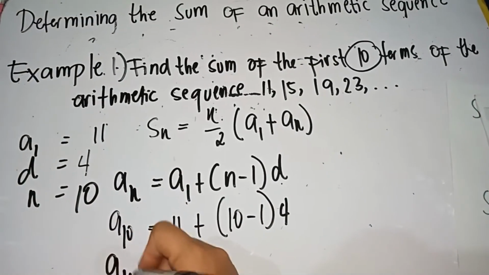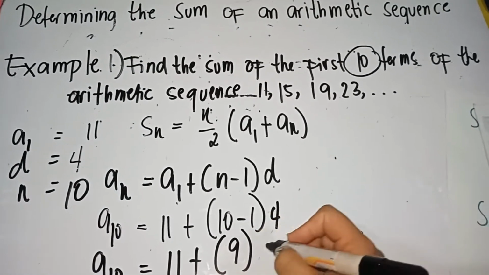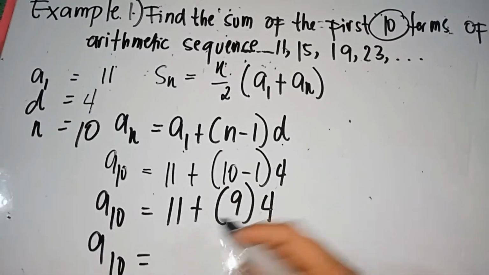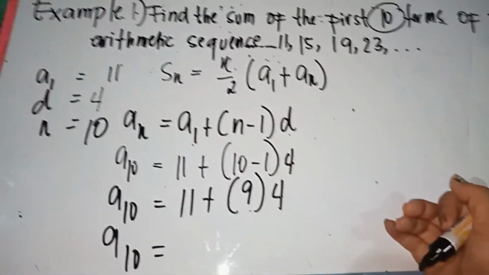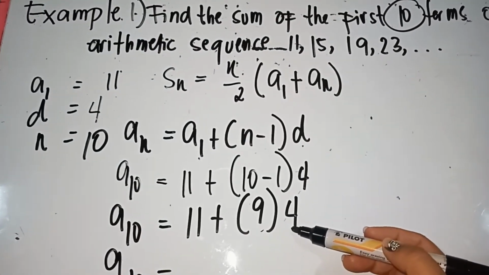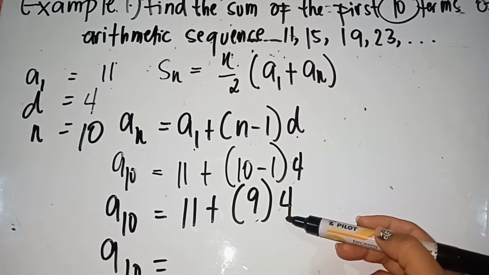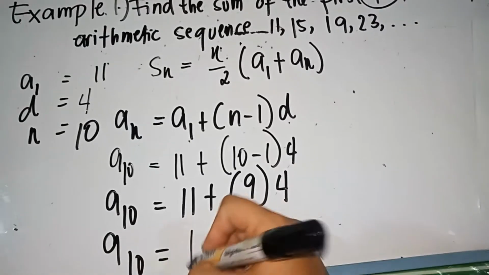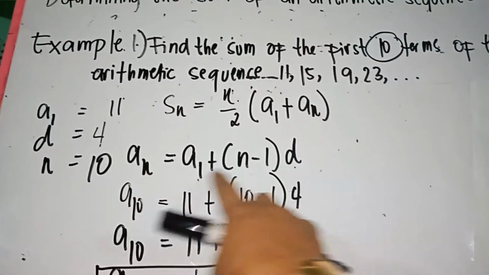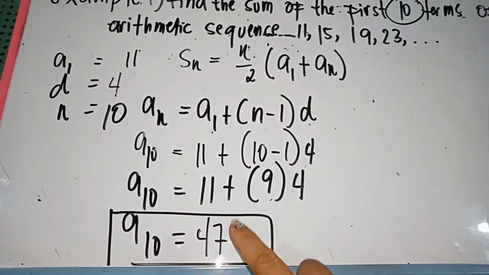So, we have a sub 10 is equal to 11 plus 10 minus 1, that is equal to 9 times 4. So, we have a sub 10 is equal to, so, hindi natin pwedeng ipag-add kasi nga may PEMDAS rule tayo. So, i-multiply muna natin to. 9 times 4 is equal to 36. 36 plus 11, the value is 47. So, therefore, using this formula, nalaman natin na yung value pala ng pang 10th term is equal to 47.